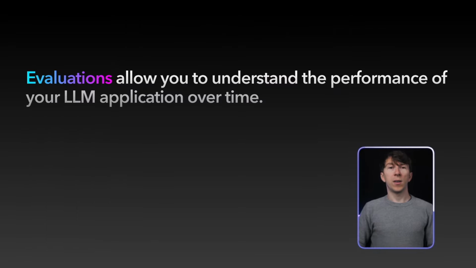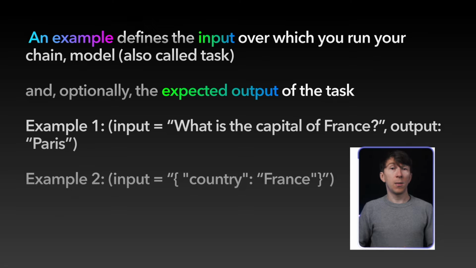Evaluations allow you to understand the performance of your LLM application over time. For that, you will need an example, and an example defines the input over which you run your chain, model, or task. You can also add an expected output of the task, which is not mandatory, and we will see later why. Here I have 2 examples. The first one is a simple question: what's the capital of France? And an expected output, Paris. The second example is simply country France in a JSON format.